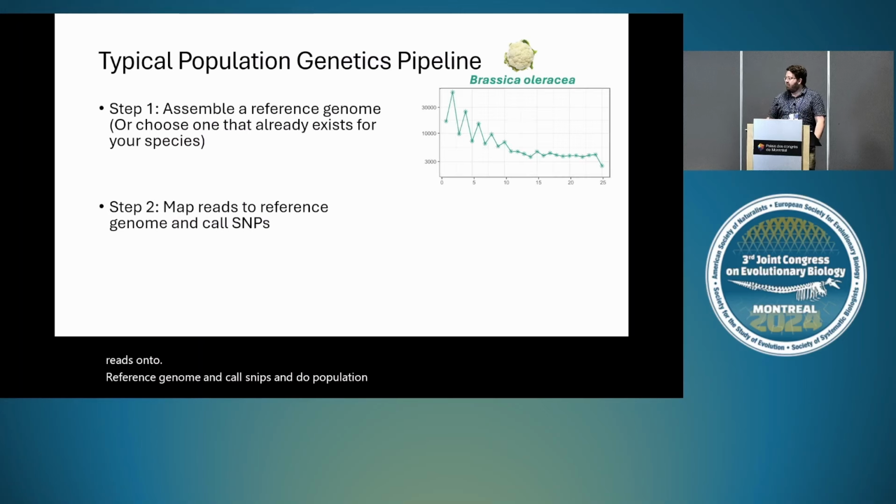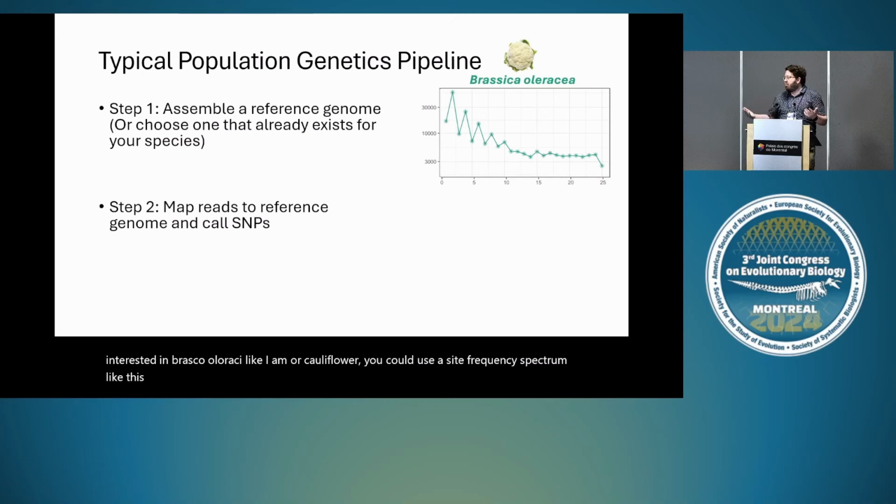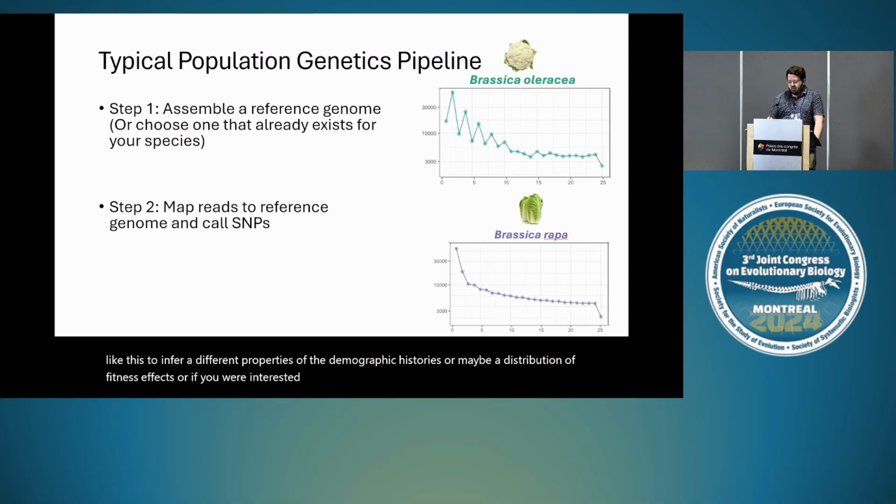So for example, if you're interested in Brassica oleracea like I am, or cauliflower, you could use a site frequency spectrum like this to infer different properties of the demographic histories, or maybe a distribution of fitness effects. Or if you were interested in its sister species, Brassica rapa, or turnips or Chinese cabbage, you would take the reference genome from Brassica rapa and map reads onto that reference genome and do SNP calling generally.